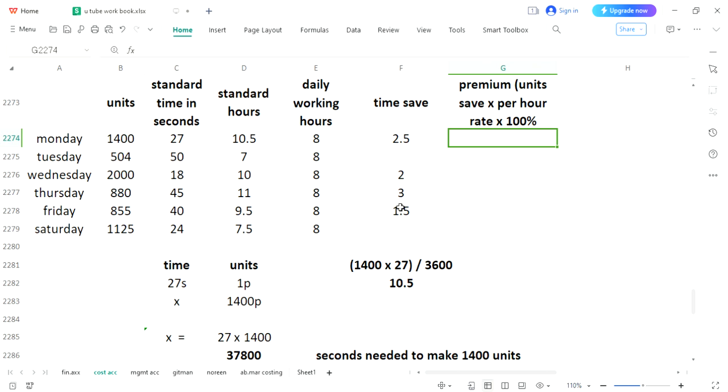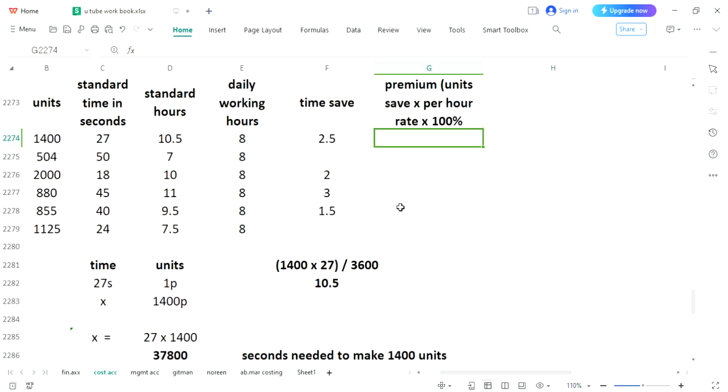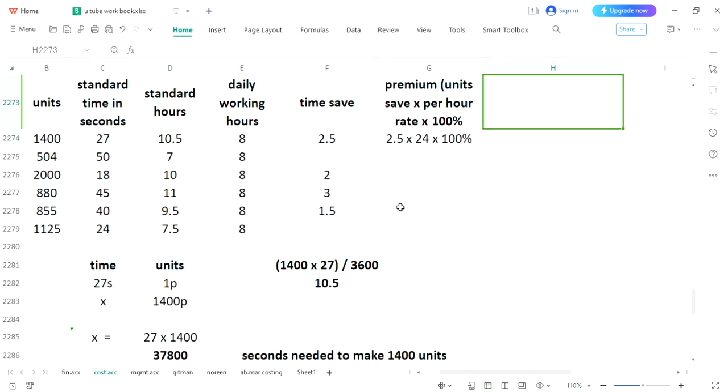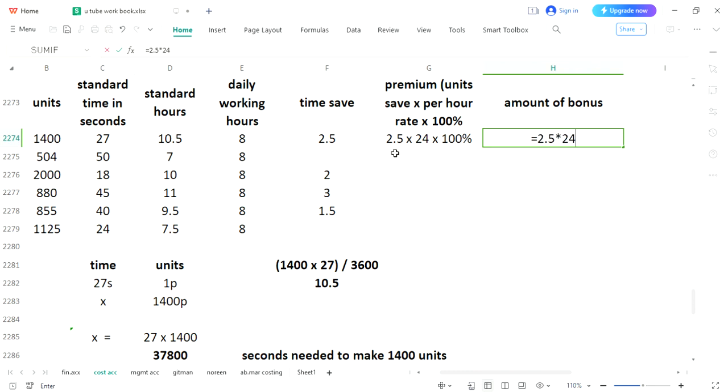Okay. First we will write the statement and then we will calculate over here. Statement is what? 2.5 hours were saved and 24 per hour was the rate and 100% would be the payment. Now here the amount of bonus would be calculated. How? Same calculation, follow it. 2.5 hours saved multiplied by 24 and 100% means 100 divided by 100, it means 1. You do not need to write down 100%. So this is your first calculation.